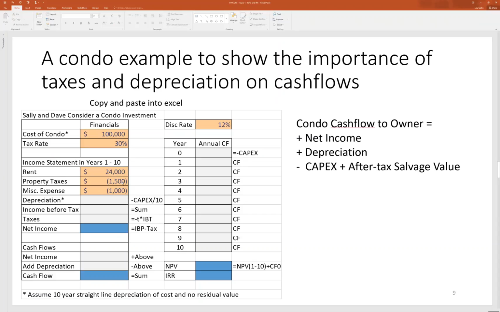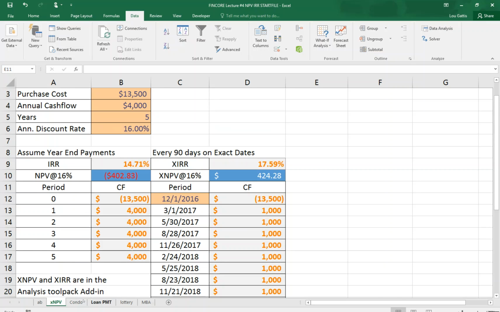Property taxes are $1,500. You can subtract those from your tax bill. Other miscellaneous expenses you can subtract from your tax bill are $1,000. You're then going to depreciate the $100,000 over 10 years. You're going to calculate your income before tax, subtract out taxes, and get net income. We'll then convert to cash flows, and then we'll decide whether or not this project exceeds our cost of capital, which we assume is, say, 12%, and then calculate the IRR of this investment. So let's go to our spreadsheet.